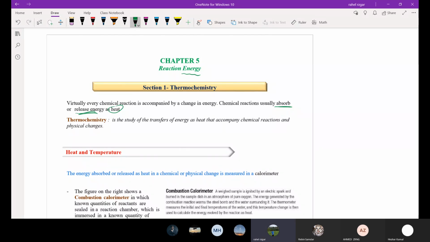So in this chapter, that's what we are going to talk about. We call this area thermochemistry. What is thermochemistry? It's the study of the transfers of energy as heat that accompany chemical reactions and physical changes. So when some reaction or change occurs and there is a transfer of energy, we call this area thermochemistry.